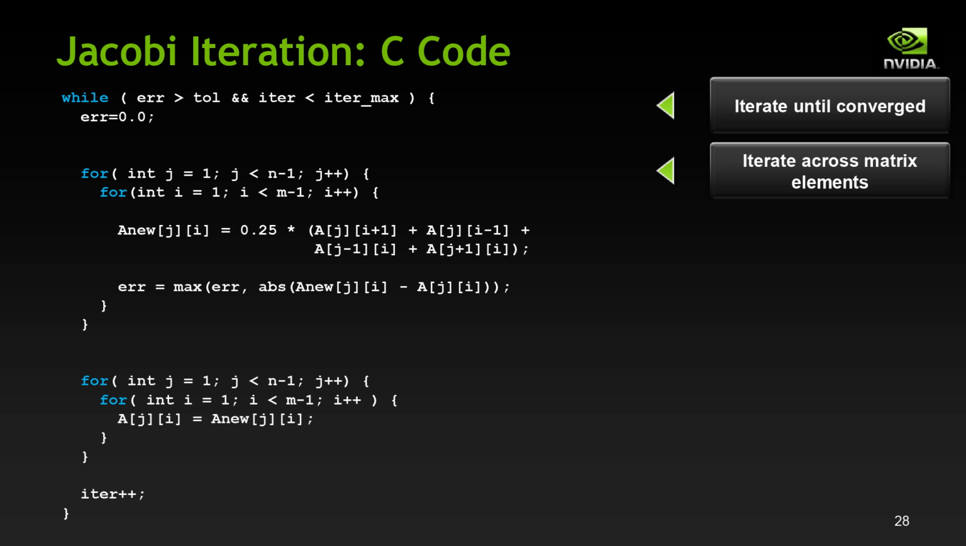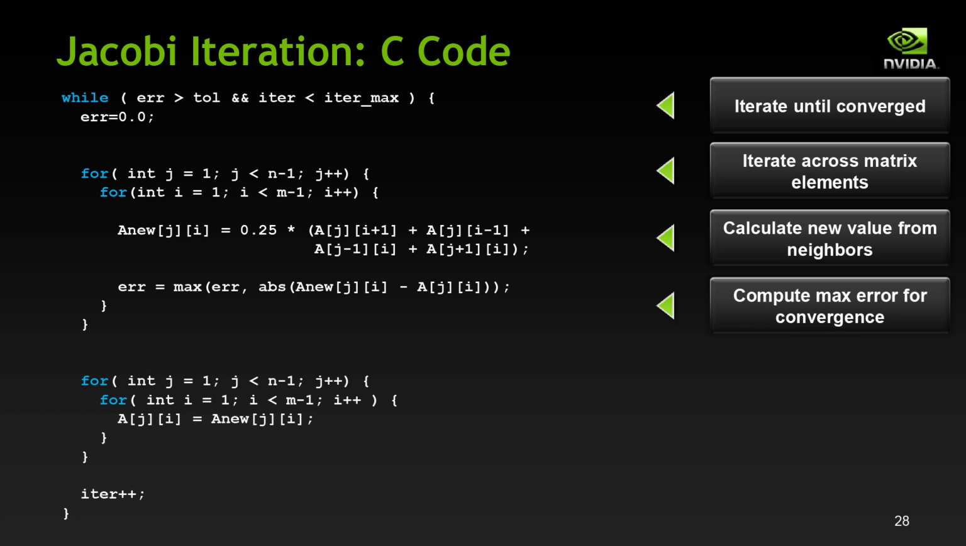Next, we're going to iterate across all of the matrix elements, and we're going to calculate my new value based off of my neighbor's current values. I'm then going to calculate what the current maximum error is. So every single iteration of the loop is going to calculate what the error is, and if the error is larger than the previous max, it will update that. And then lastly, I swap the input and output arrays.